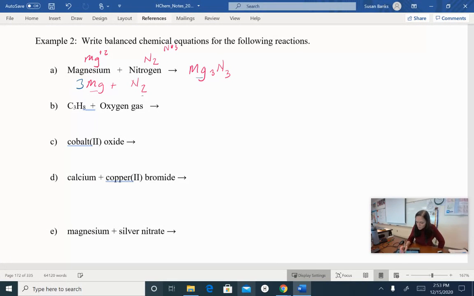I've got 2 nitrogens and, oops, I should have put a 2 here. Oh my gosh, I'm losing it. 2 nitrogens there, so we're good. So all we had to do was put a 3 there.